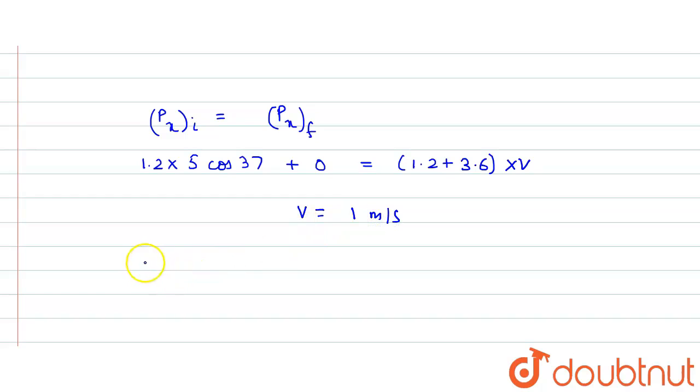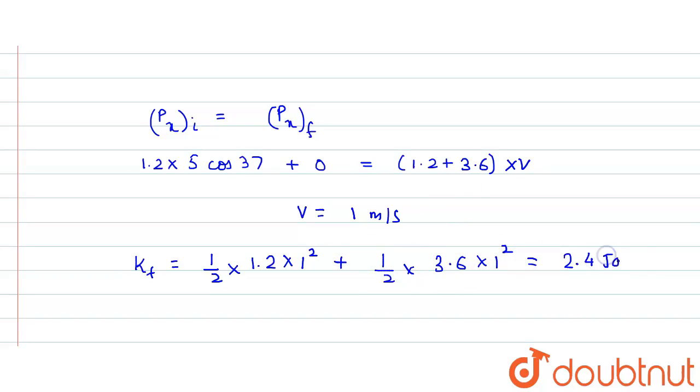Now if this is the velocity, what is the final kinetic energy? It equals 1 divided by 2 into m into v square. The projectile mass is 1.2 into 1 square, plus 1 divided by 2 into the trolley mass 3.6 into the common velocity 1 square. So this result equals 2.4 joule. This is our third equation.